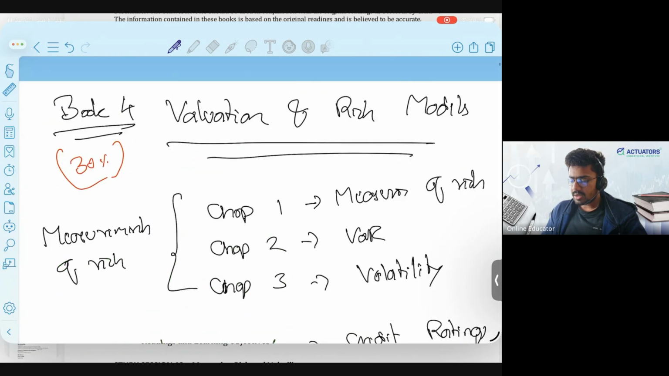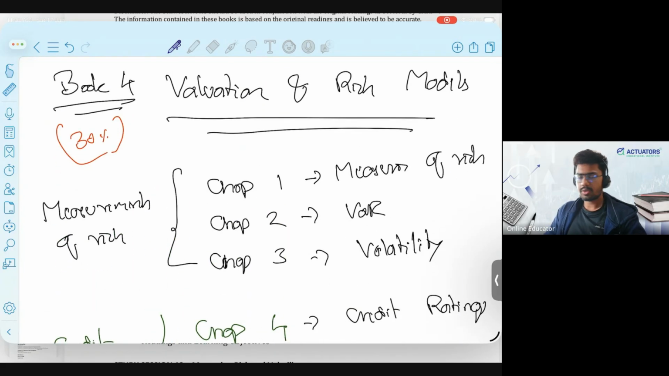So that's all from me. This is how the structure has been split. It has a 30% weightage. All the best. Welcome to the FRM curriculum. You're going to love this subject. They are very interesting and intriguing, thought provoking. So that's all from my end. Thank you and all the best.